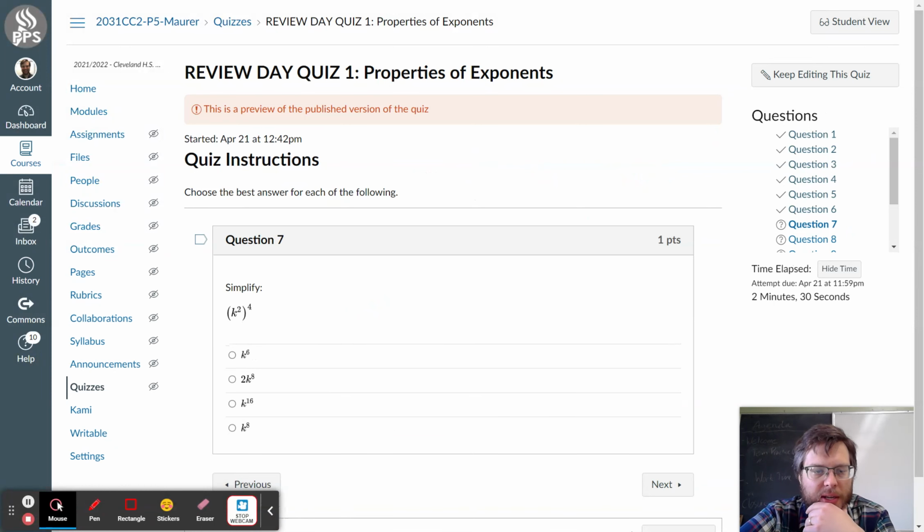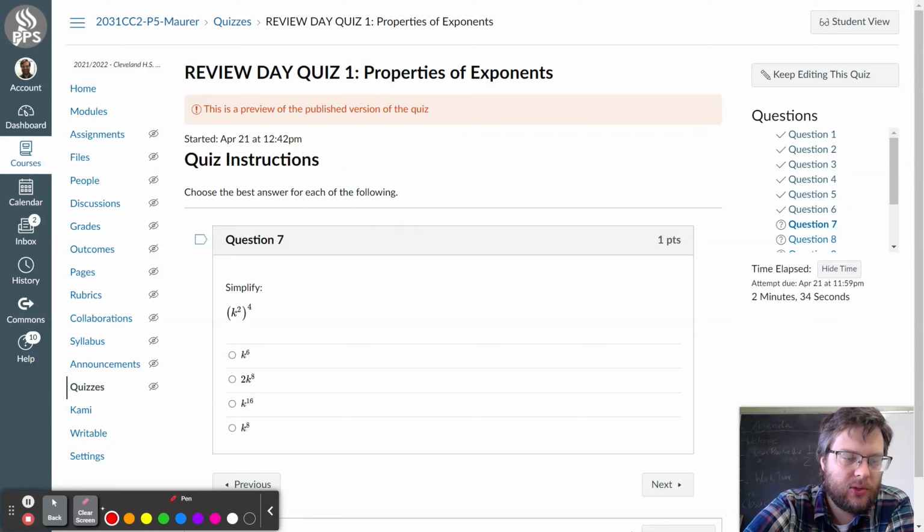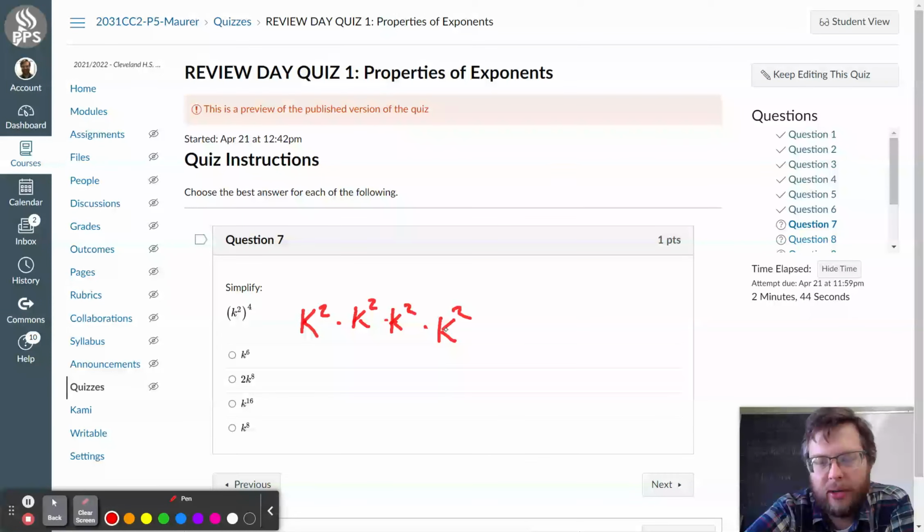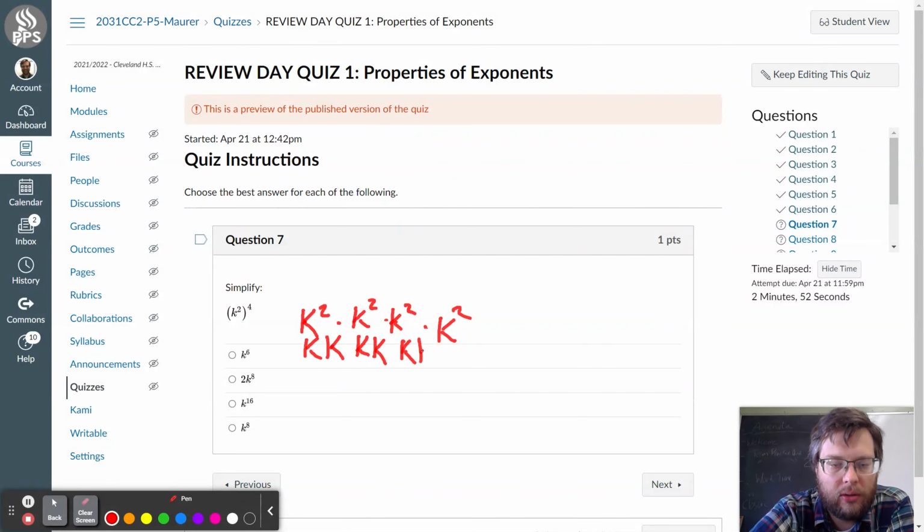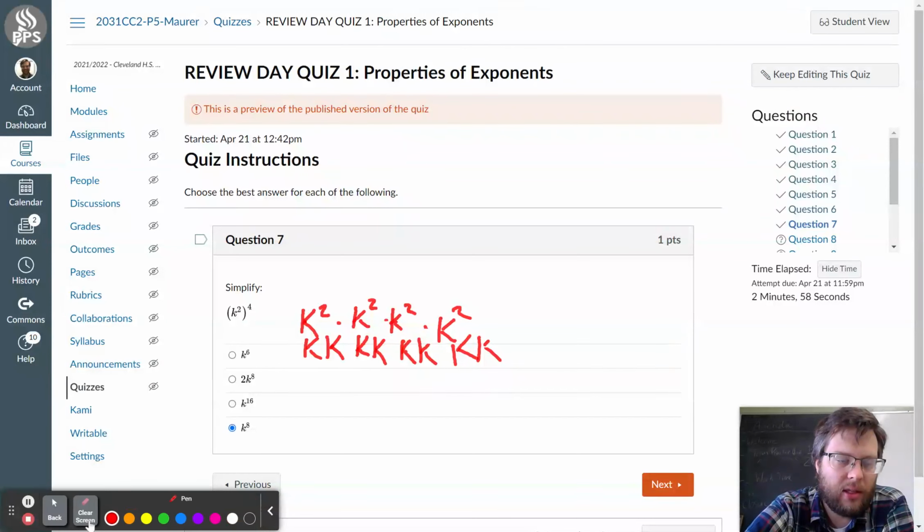Question 6. Here we have k squared raised to the 4th power. So if I wanted to write that out, I would write k squared, k squared, k squared, k squared, because the 4th power tells me to write it out 4 times. And if you wrote out all of those k's, there's 1, 2, 3, 4, 5, 6, 7, 8. And so we end up with a final answer of k to the 8th.